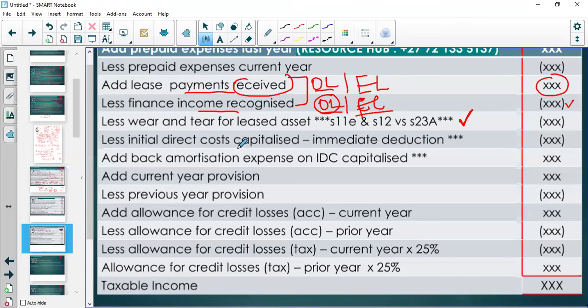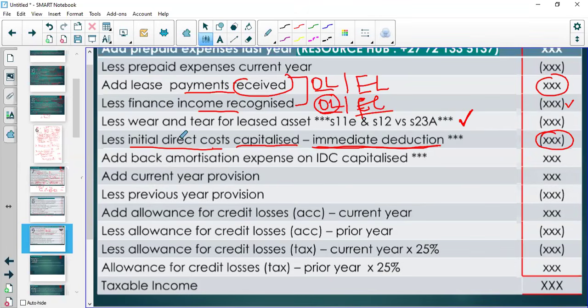Then for an operating lease, we capitalize the initial direct costs, right? But in many cases, SARS would want you to do an immediate deduction rather. So those initial direct costs, which will be capitalized in an operating lease, are going to be deducted immediately. So you need to check which year this occurred. Because if the initial direct costs were incurred last year, then they were deducted immediately last year. You cannot repeat the deduction again this year.